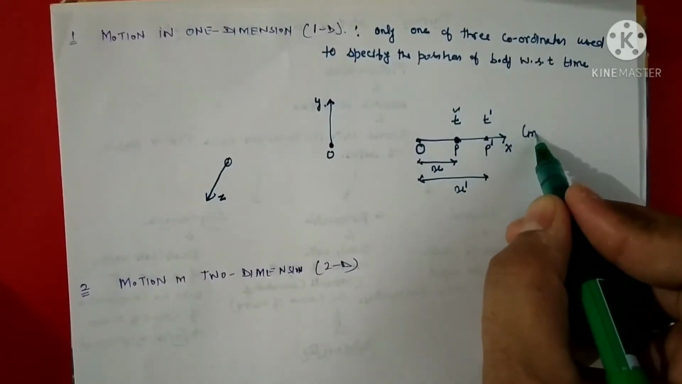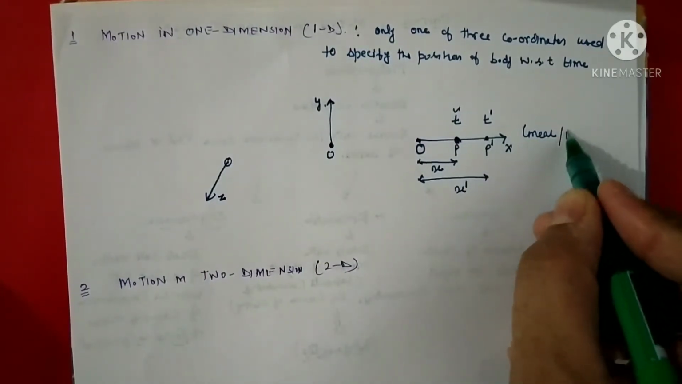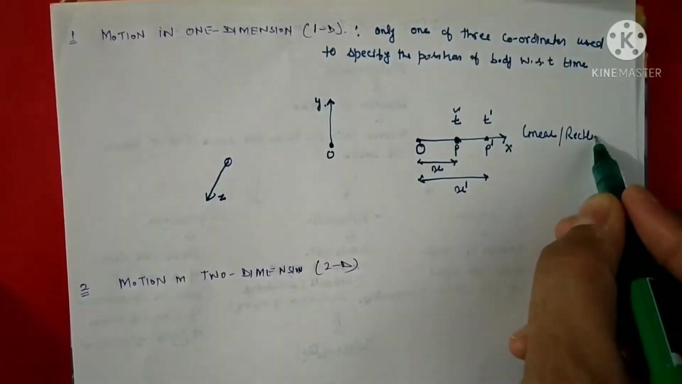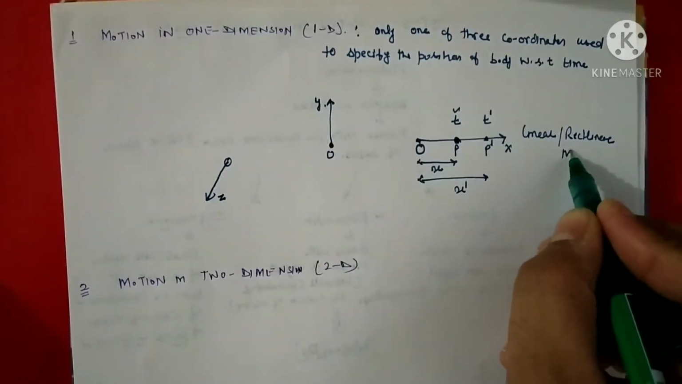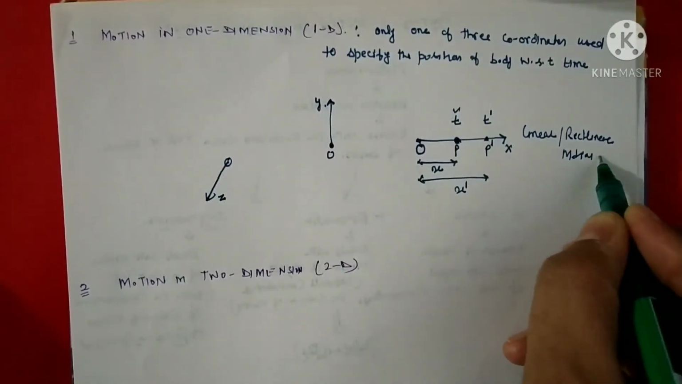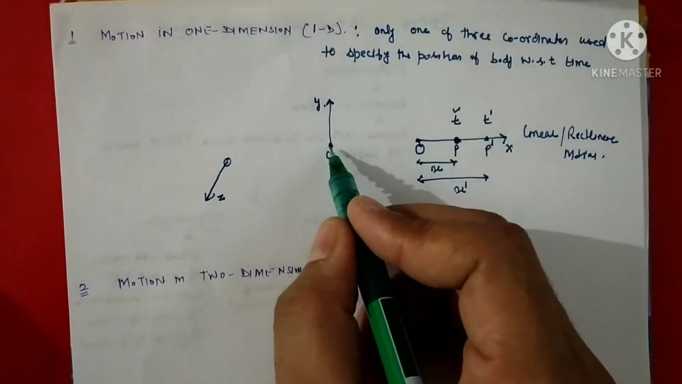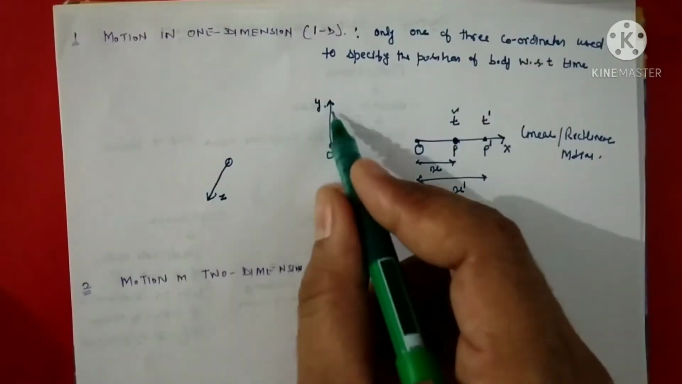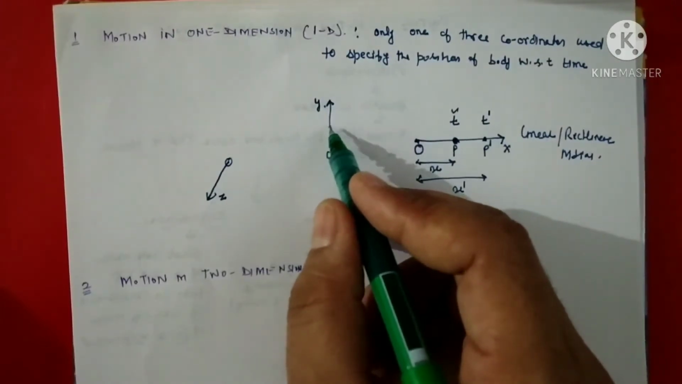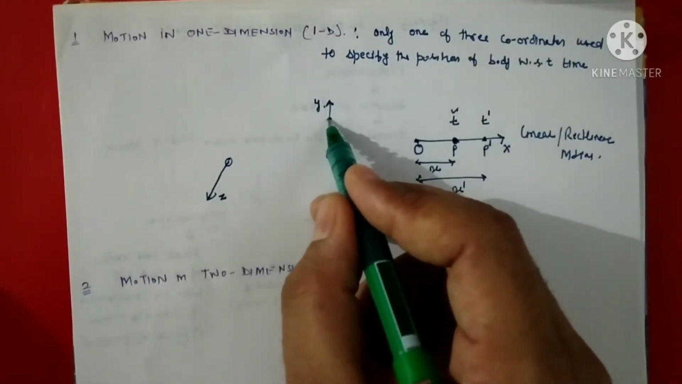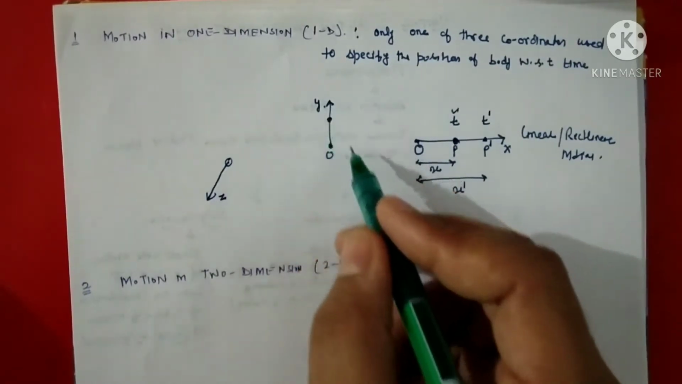This motion is also known as linear or rectilinear motion, that is, along one of the directions. Similarly, a body can also move along the y-axis. So this y-axis can be used to specify the position of the body with respect to time.